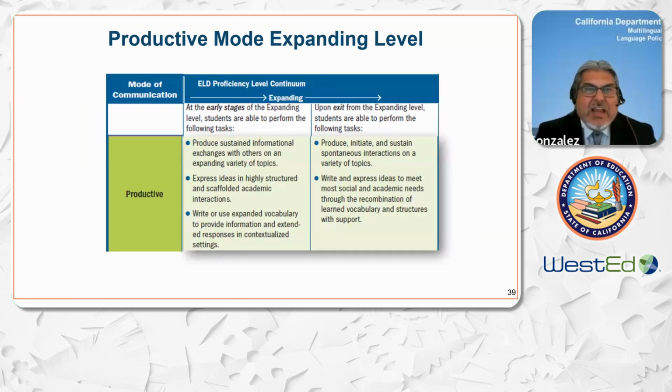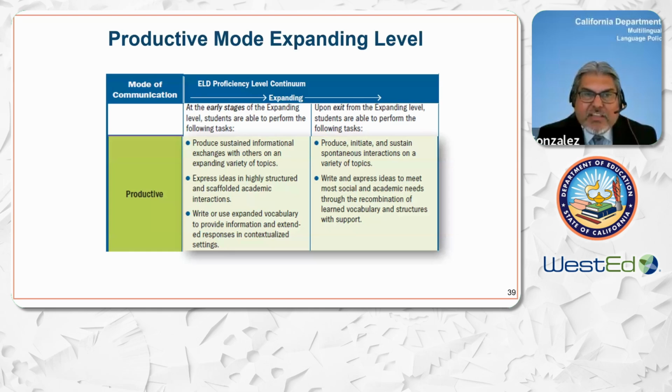The image on this slide shows the expanding level in the productive mode of communication. At the early stage of the expanding level, EL students are able to produce sustained informational exchanges with others on an expanded variety of topics. They're able to express ideas in highly structured and scaffolded academic interactions. EL students are also able to write or use expanded vocabulary to provide information and extended responses to contextualized settings.